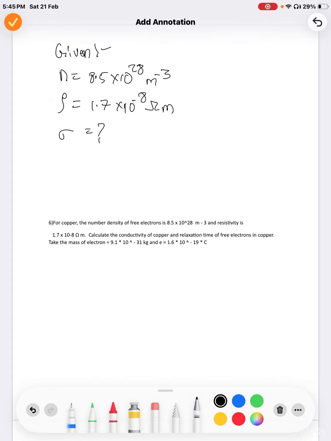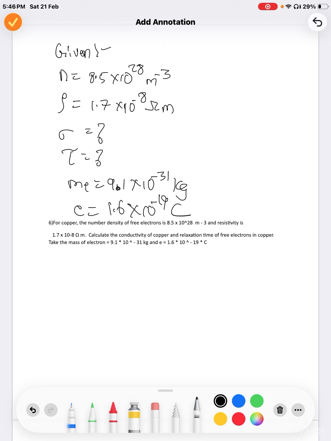So you have to find the conductivity and the relaxation time. So you have to find the relaxation time for a free electron. Take the mass. The mass is given. The mass of electron is 9.1 × 10 to the power of minus 31 kg. Okay, so the charge of electron is given, 1.6 × 10 to the power of minus 19 coulomb.